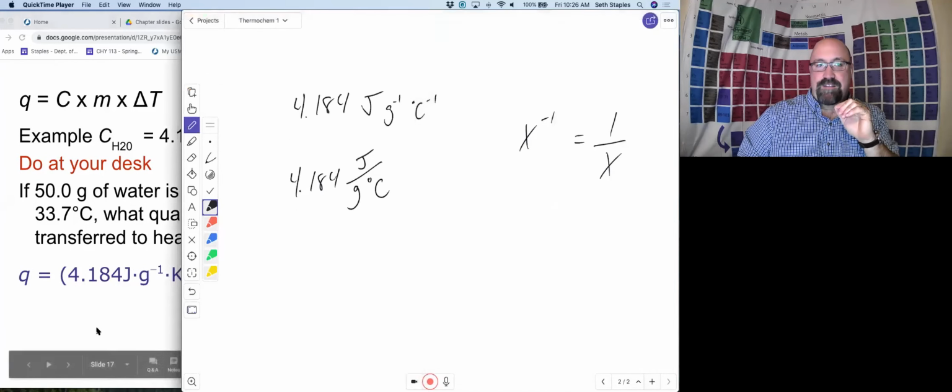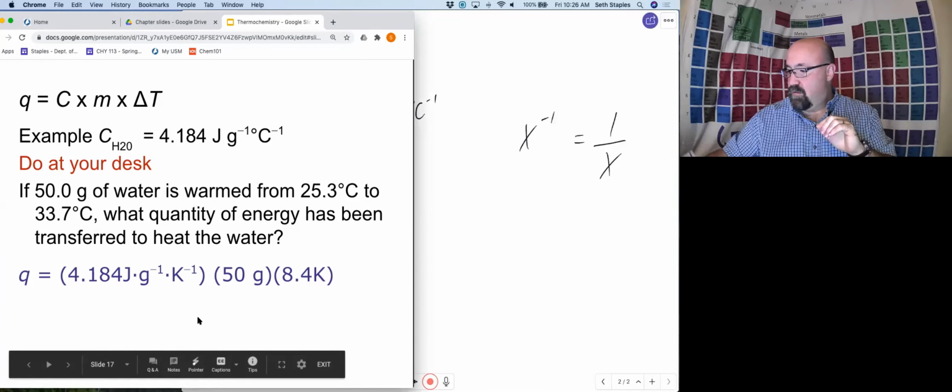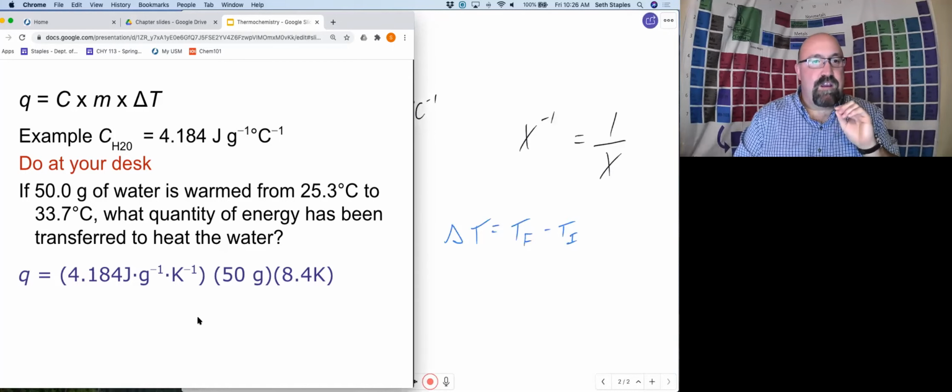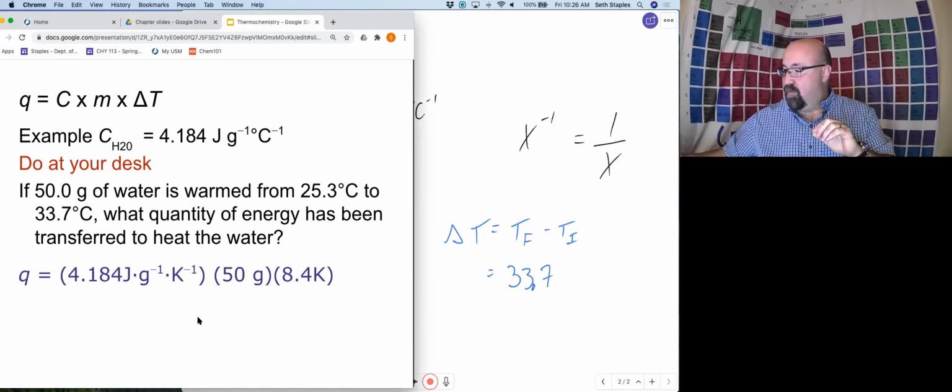And so our delta T, remember, equals our final temperature minus our initial temperature. And so here we're saying that we're warming from 25.3 to 33.7. And so our final temperature is 33.7. Our initial temperature was 25.3. And so our temperature change was 8.4 degrees C, or 8.4 Kelvin.